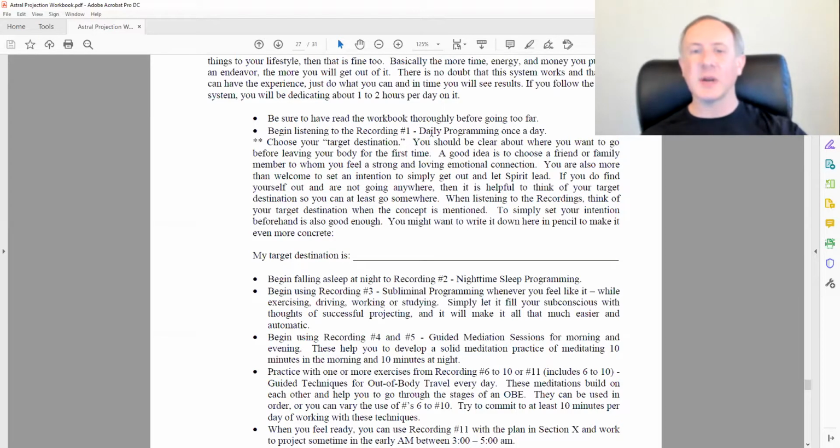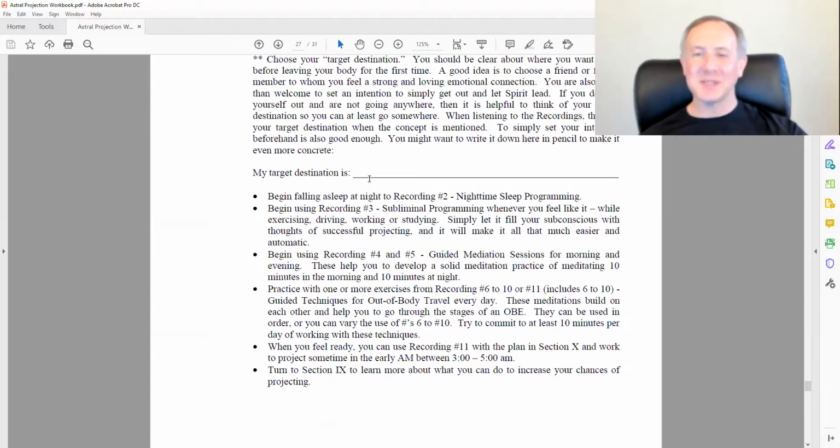So do the daily programming every day. Have a target destination to go to. And remember that should be a person, not a place. And if you feel ready just to call out for God, then, again, whatever name you use for God, or just the word God, but have a target destination set before you go. You can write it down there, and read what's there.